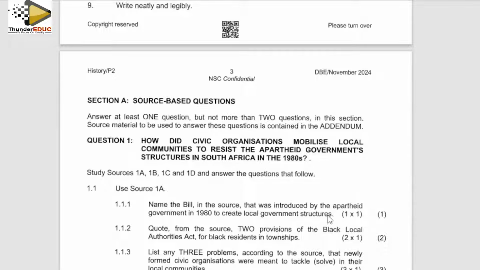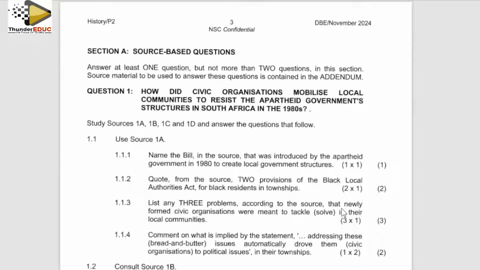You just refer to the highlighted evidence that you would have got when you are looking for information to answer the other questions. Right, question number 1.1.1. Name the bill in the source that was introduced by the apartheid government in 1980 to create local government structures. Right, this one is an extraction question. Remember the setup of our questions. If you see a 1 by 1, it means it's an extraction question. It's a level 1 question where you don't need to scratch your head thinking of the response, but you go to the given source and you extract your response.